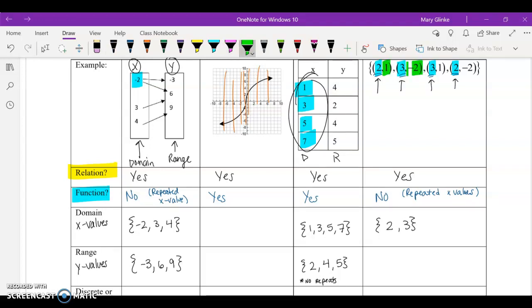Your range is the y values then. So looking at all of those y values, the lowest one I see is -2. And then I see another -2, but I'm not going to write it. And then I see a 1. That comes next.